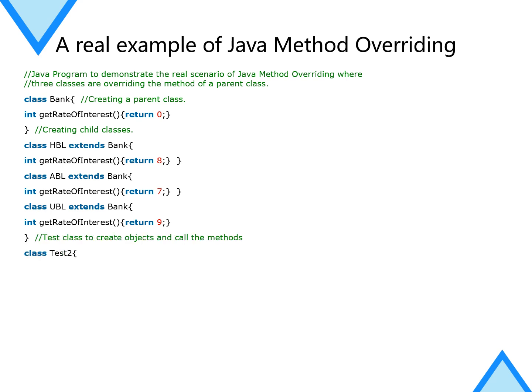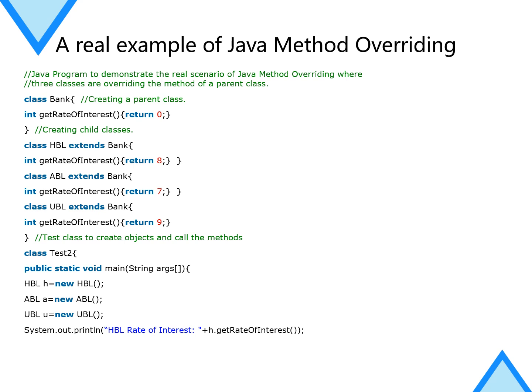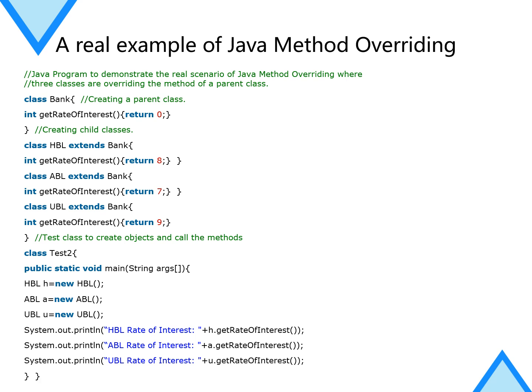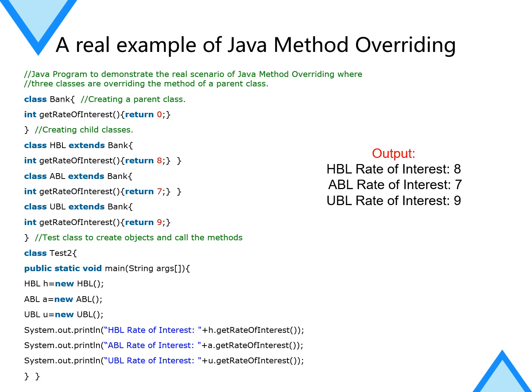So now we have another class, Test2, which has the main method, and we are creating an H object for HBL, an A object for ABL, and a U object for UBL. Then we call getRateOfInterest through the H object, A object, and U object. They will print the interest rate of each and every bank. So this is a real-world example of method overriding.